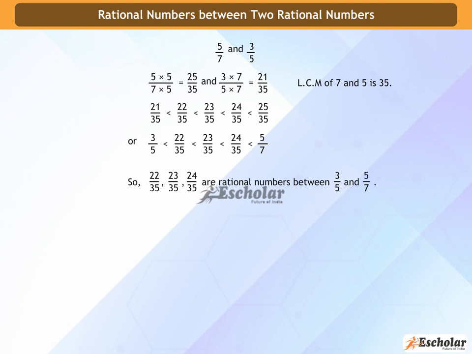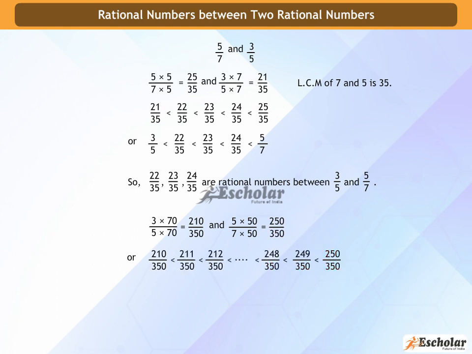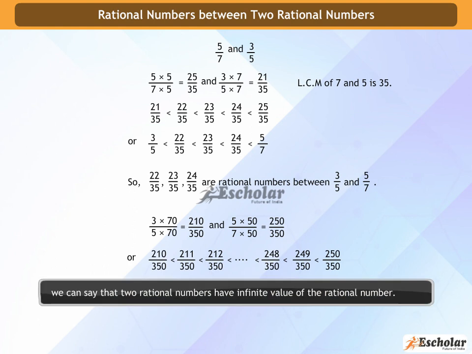5 by 7. We can also change 3 by 5 to 210 by 350 and 5 by 7 to 250 by 350. We can place infinite values between these rational numbers. Thus, we can say that between two rational numbers there are infinitely many rational numbers.